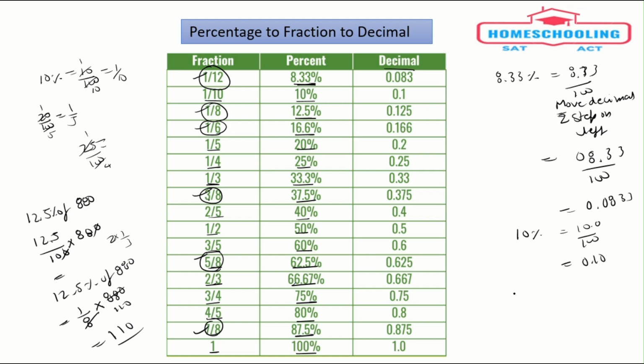Let's take one more example. 33.33%. So 33.33% would be divided by 100. So we will move the decimal 2 steps on the left side. That would be 0.33. That is the decimal value. So now you know how to convert percentage to fraction and percentage to decimal, or vice versa.